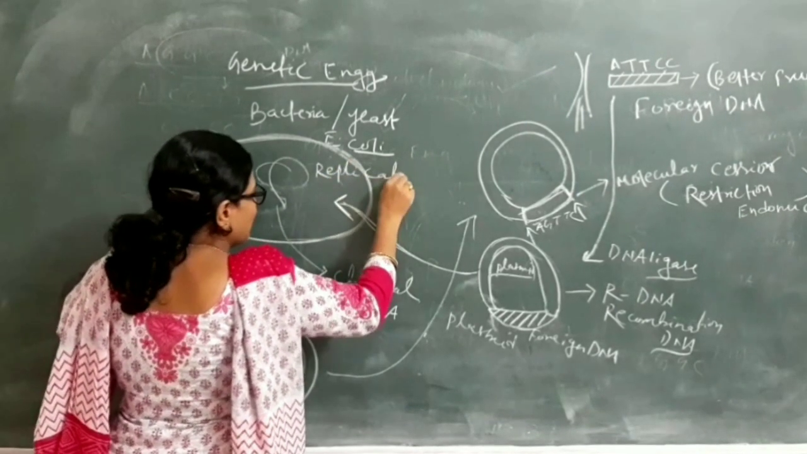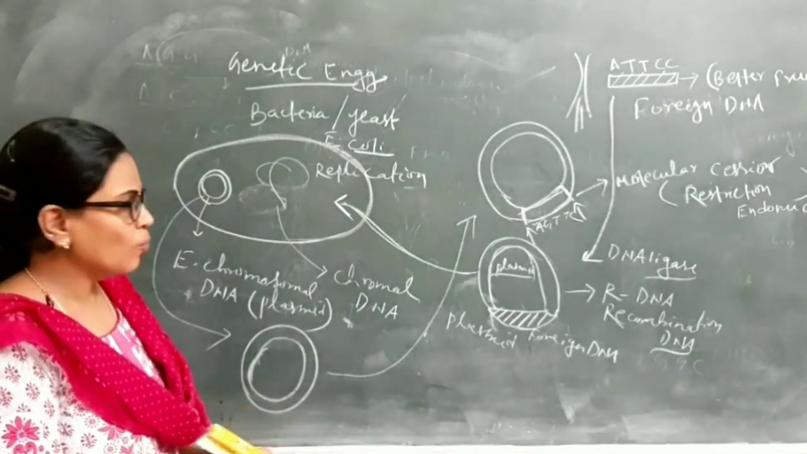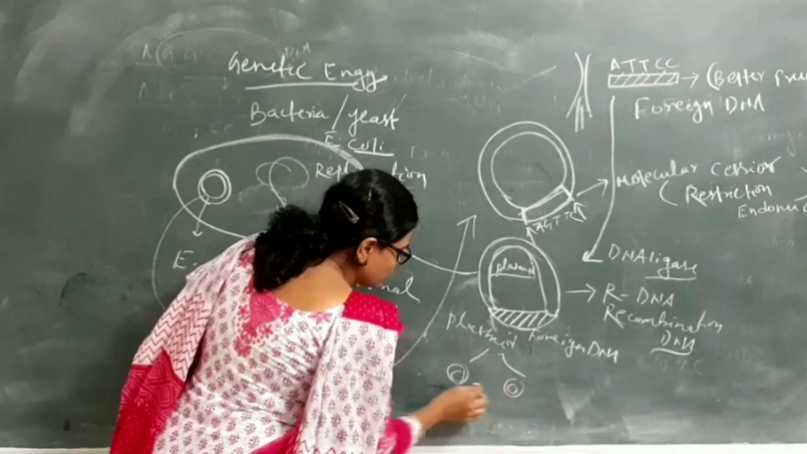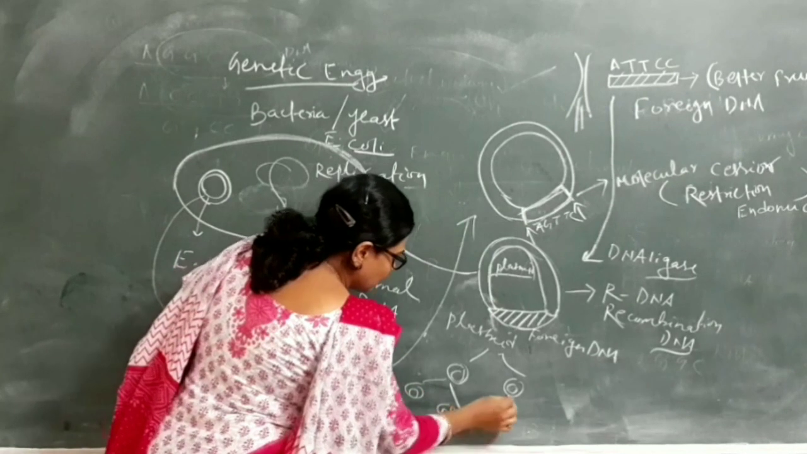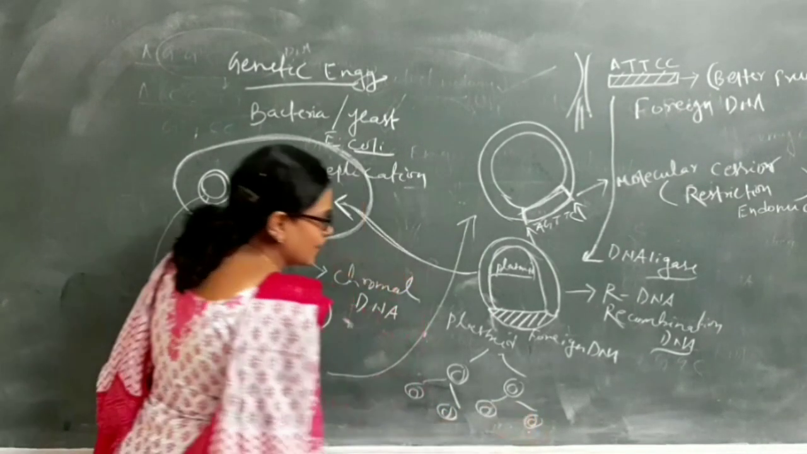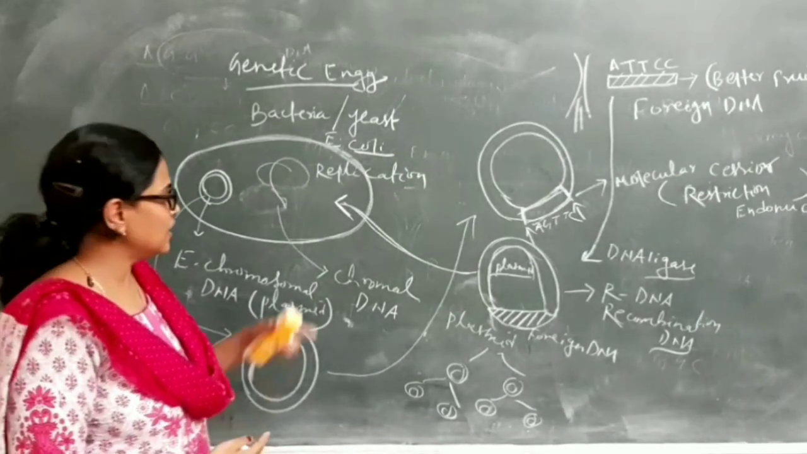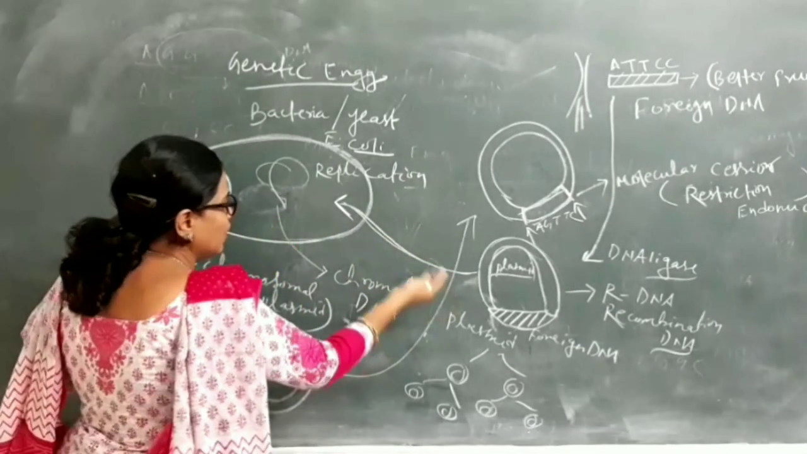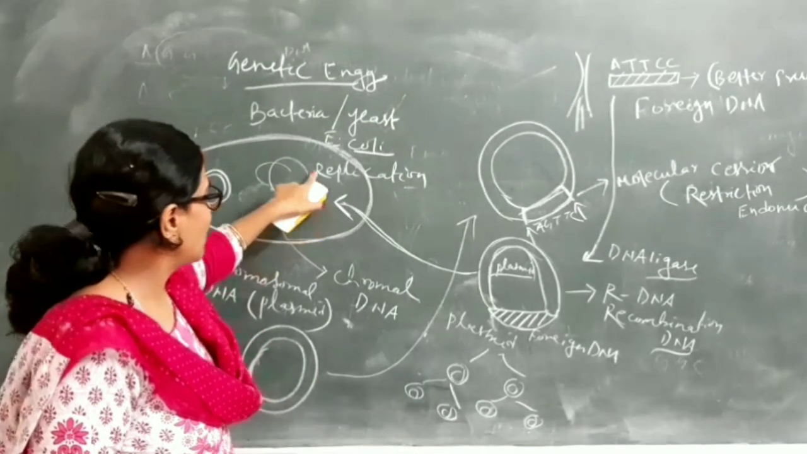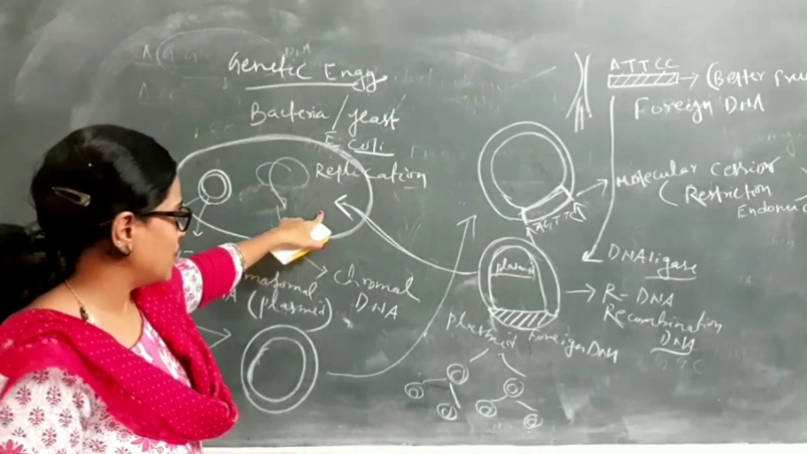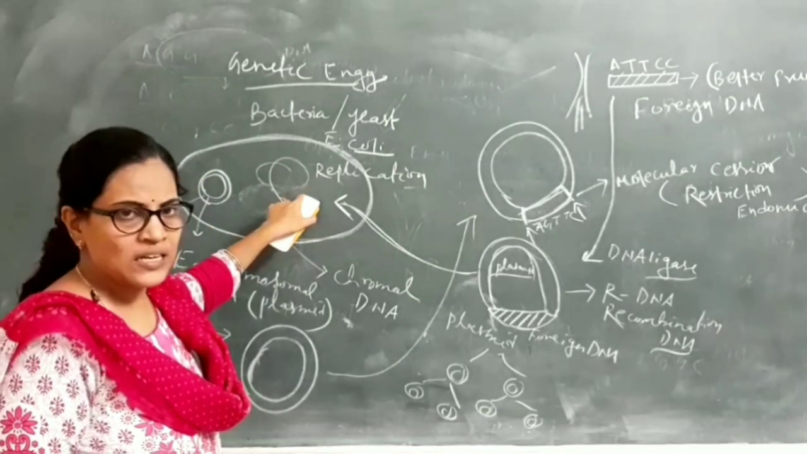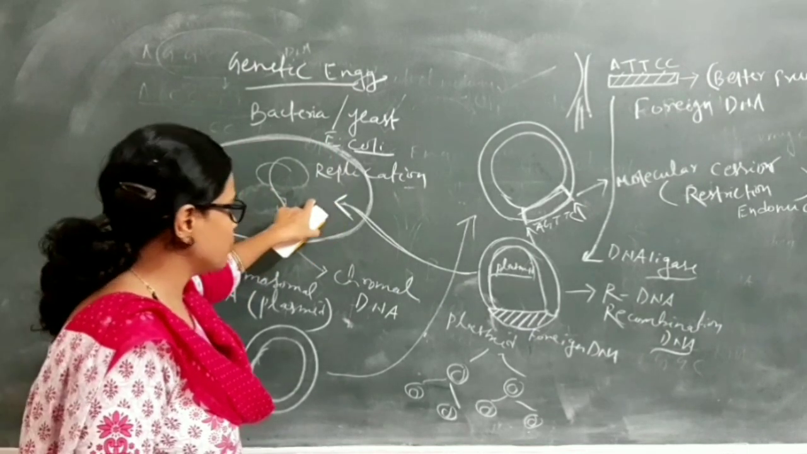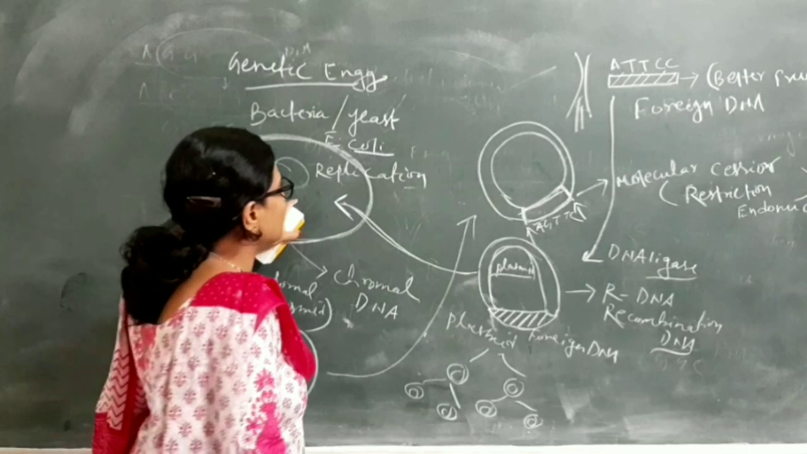The plasmid replicates. Replicate means production of a greater number of copies. A single plasmid produces two plasmids, then these two plasmids produce two each, making four plasmids. In this way, the plasmid replicates inside the host. The host for this plasmid is known as bacteria. When we insert this plasmid inside this bacteria, it produces more copies of the plasmid inside this bacteria. After the recombinant DNA is produced inside this bacteria, we will take this bacteria.